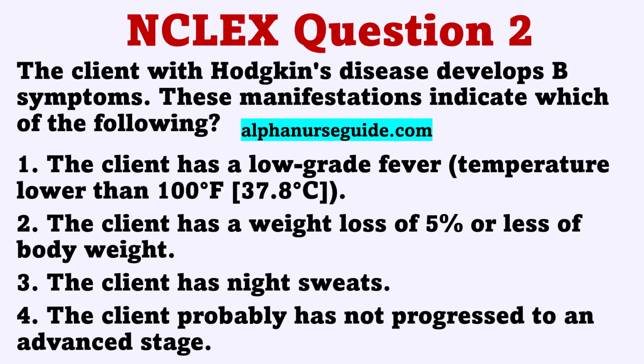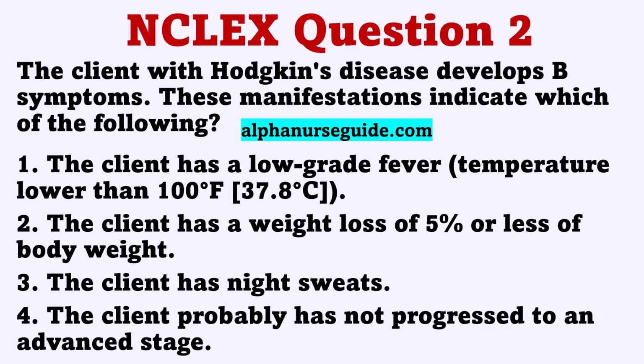The client with Hodgkin's disease develops B symptoms. These manifestations indicate which of the following? 1. The client has a low-grade fever, temperature lower than 100 degrees Fahrenheit. 2. The client has a weight loss of 5% or less of body weight. 3. The client has night sweats. 4. The client probably has not progressed to an advanced stage.